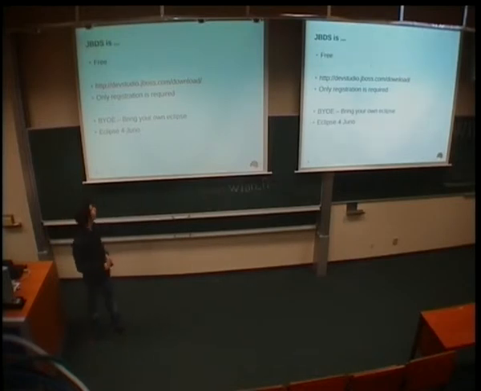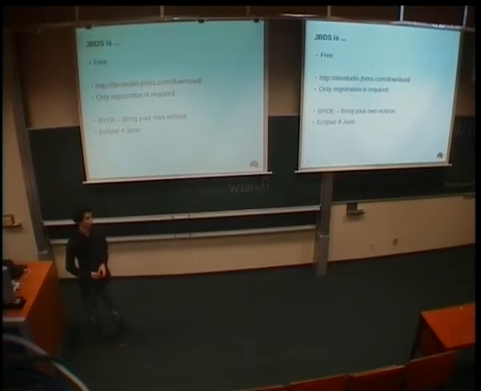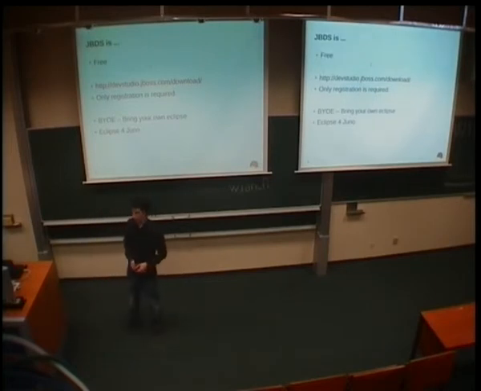Also in JBDS 6, which is the newest version, we introduced BYOE, which stands for Bring Your Own Eclipse. You can install JBDS into your Eclipse. So it might come in handy to those of you who have Eclipse with their plugins already installed and you just want to start using JBDS. The newest version of JBDS is targeting Eclipse 4, which is also called Juno.